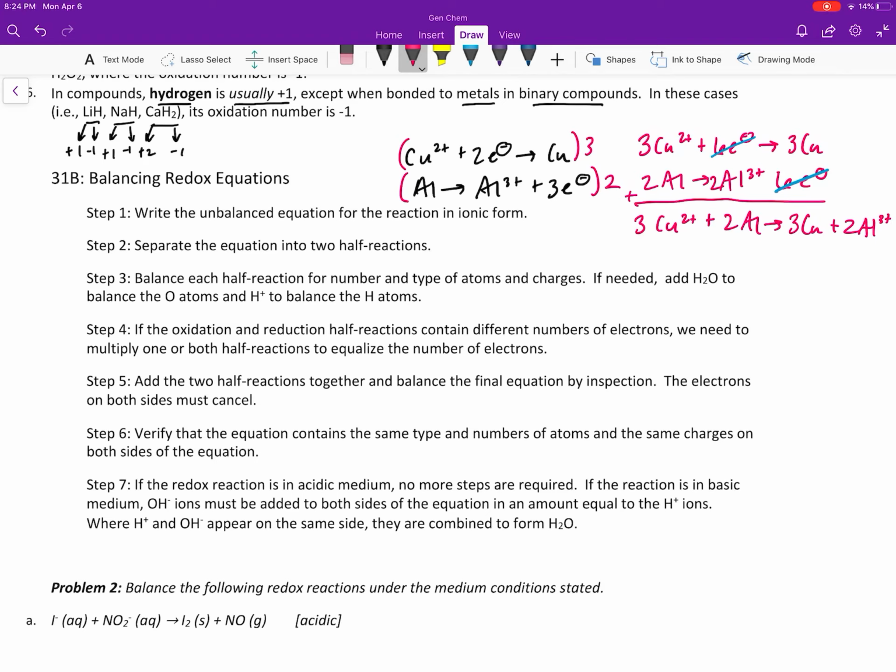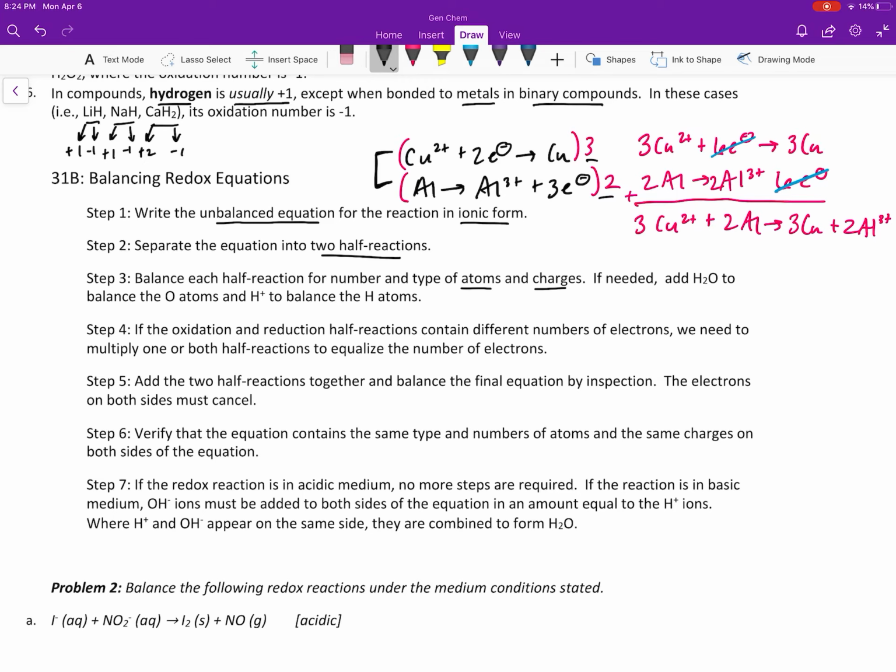Okay, so we kind of did something similar to that last semester. So how this is going to work is step 1, we're going to write the unbalanced equation for the reaction in the ionic form. We're going to separate the equation into 2 half reactions. That's what these are right here. We're going to balance each half reaction for the number and types of atoms and charges, so that's where we multiplied by 3 and 2.